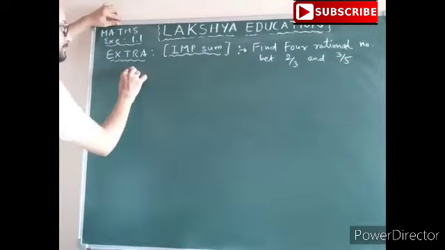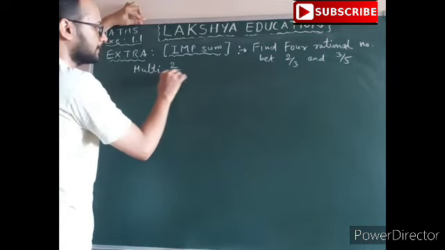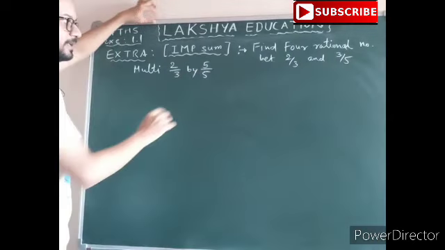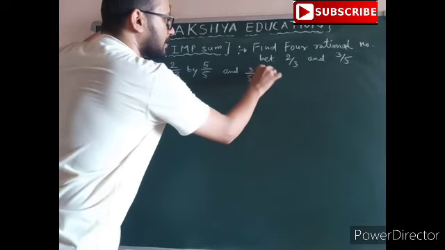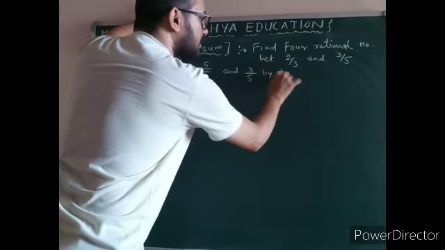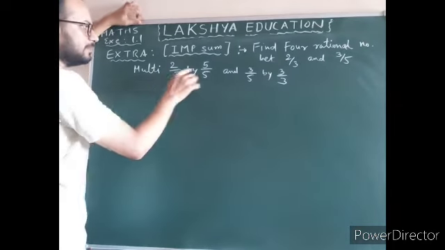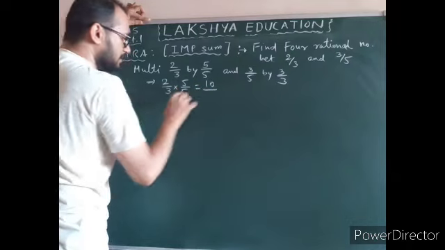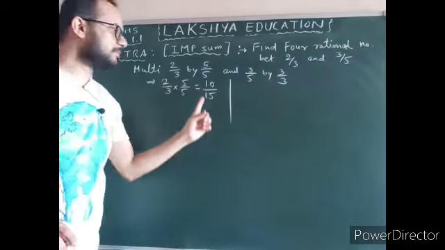So we will write: multiply 2 by 3 by 5 upon 5, and 3 by 5 by 3 upon 3. So what do we get? 2 by 3 multiplied by 5 upon 5. 2 multiplied by 5, 10. 3 multiplied by 5, 15. So the first number will become 10 by 15.